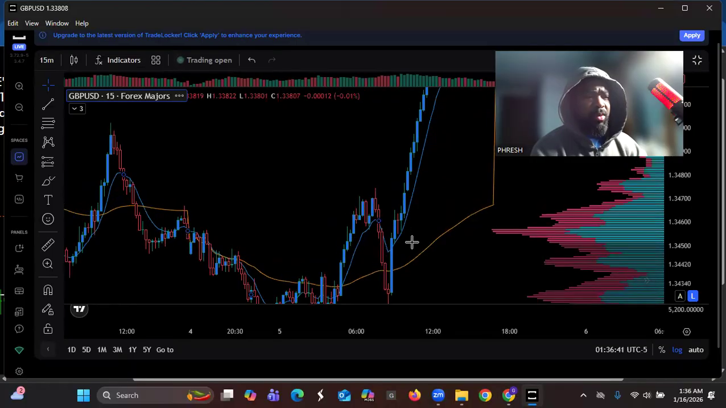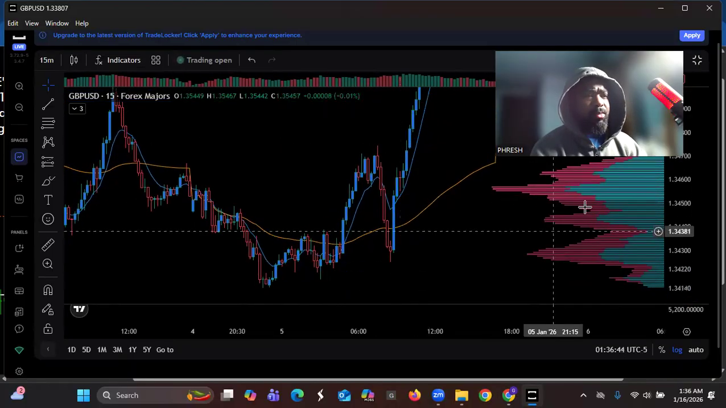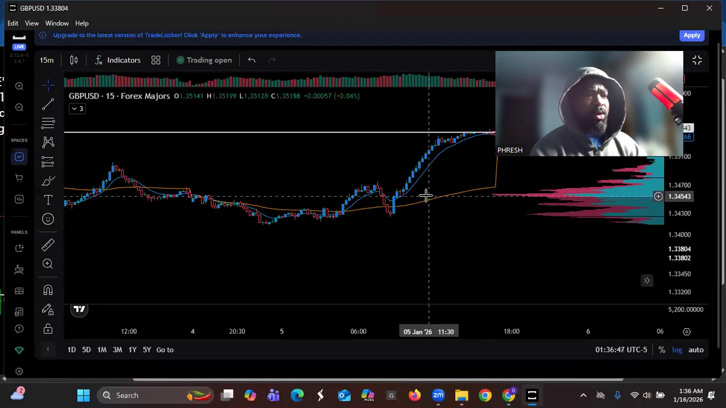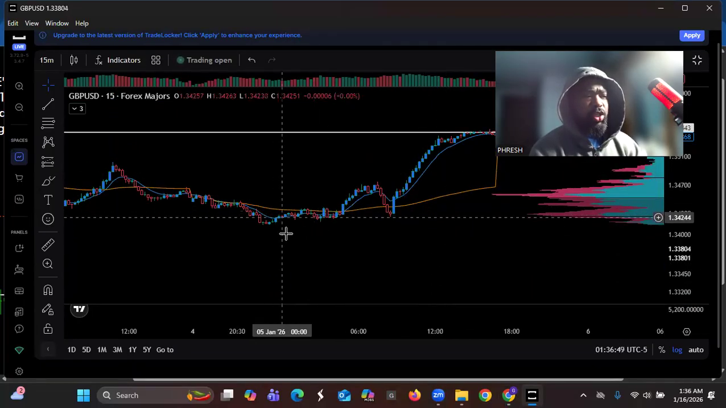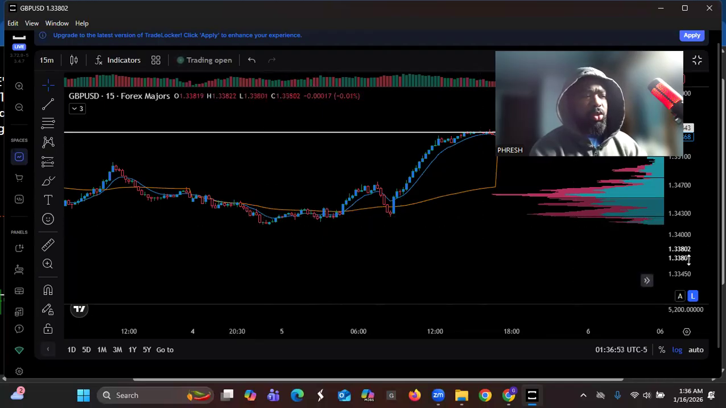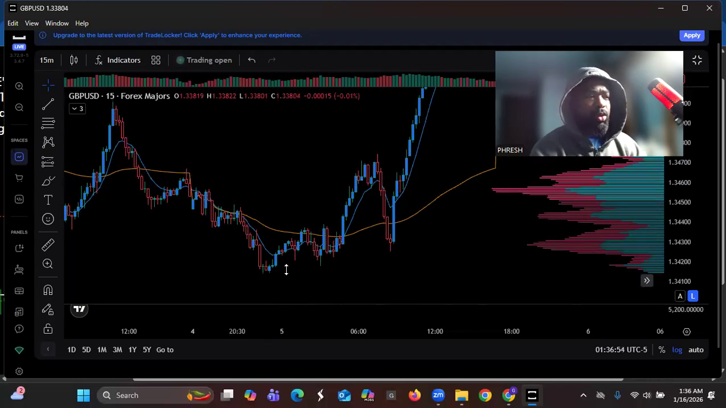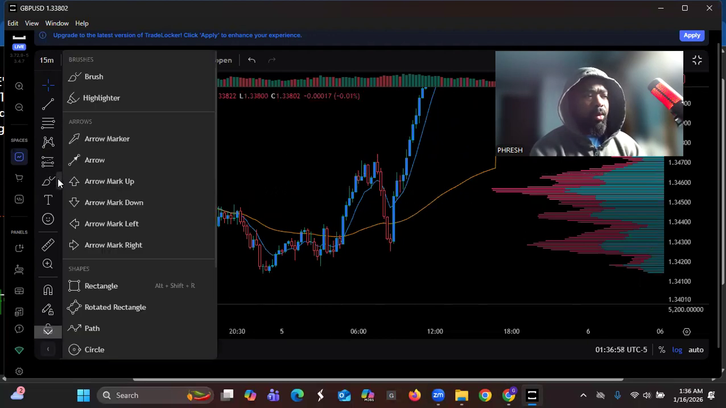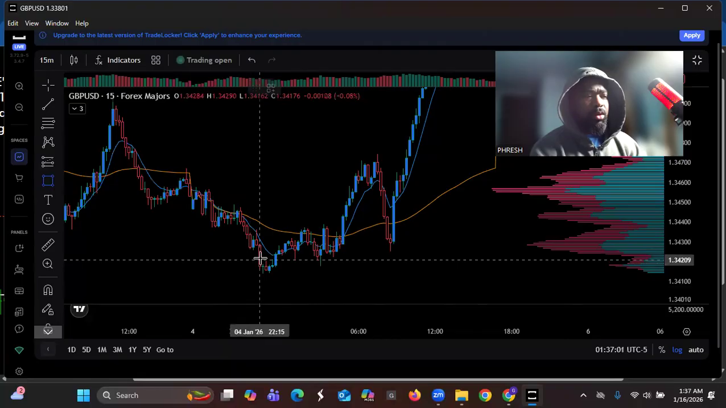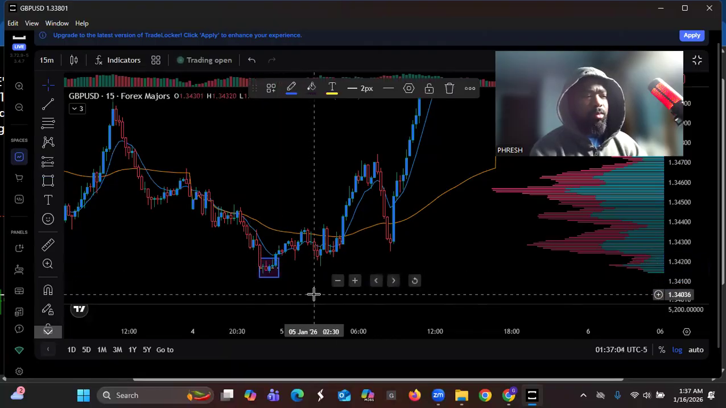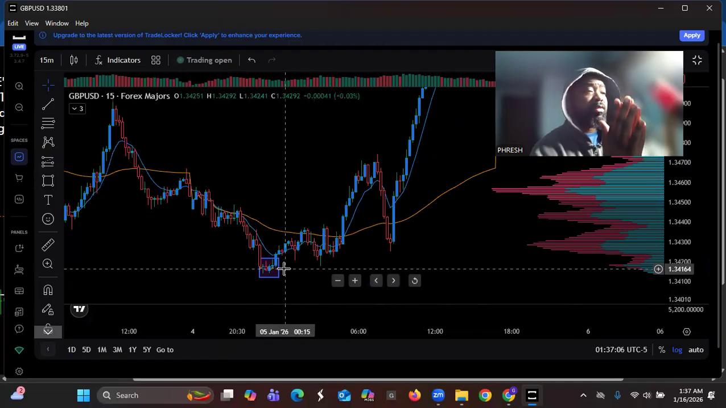Right here. Let me zoom in for the people in the back, man. Right here, right before this impulsive move, what do you see? You see contraction in these areas. And as you begin to see the contraction in these areas, I'm going to draw the box out for you. Go here, get your rectangle, draw your contractions. I don't care if it's Bitcoin, XRP, GU, gold, silver, US 30, options, or NAS 100. You're going to see contraction.